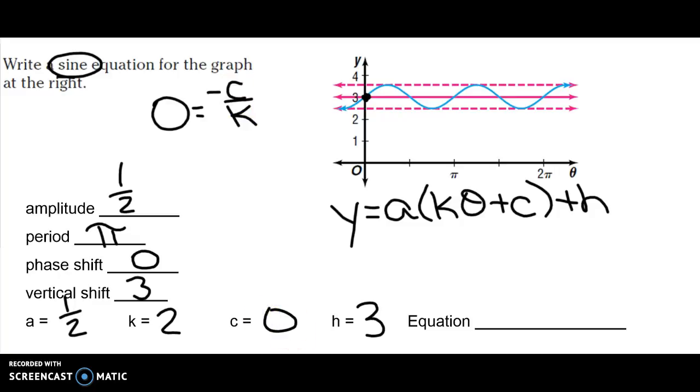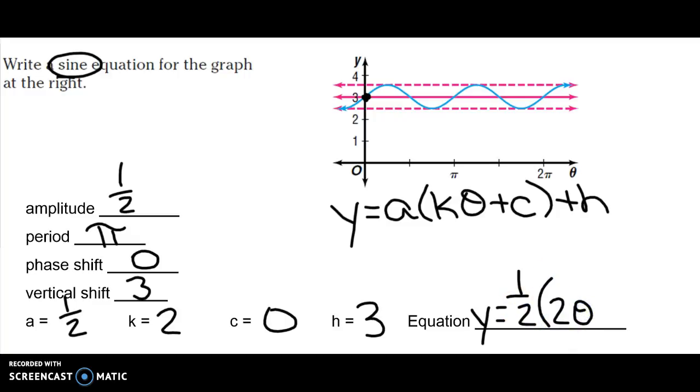Okay, so let's plug these into our formula. And we get y equals 1/2 is our amplitude. K is 2. Then we have a theta. We don't have a c, so you can just close that off. And then your h is +3. There you go. There's your equation for that.